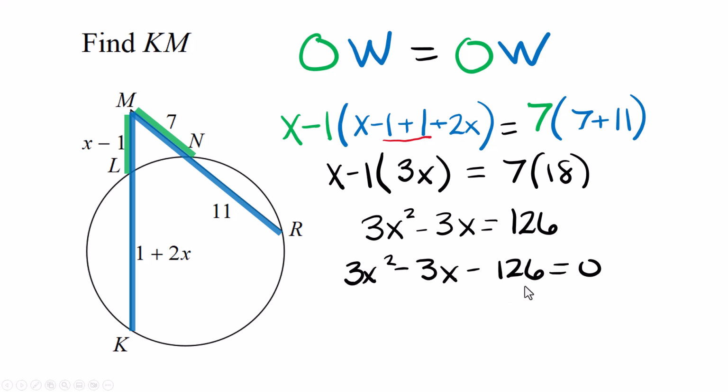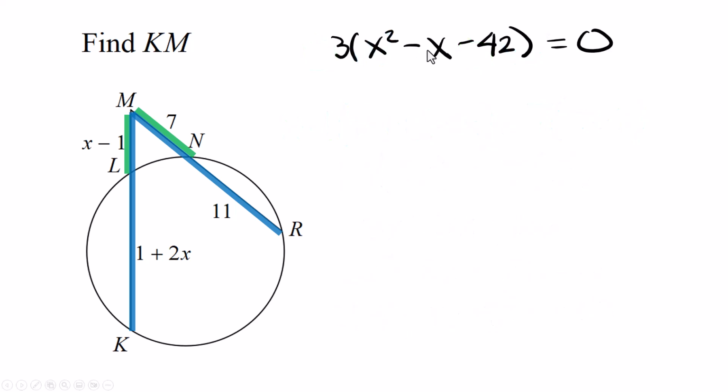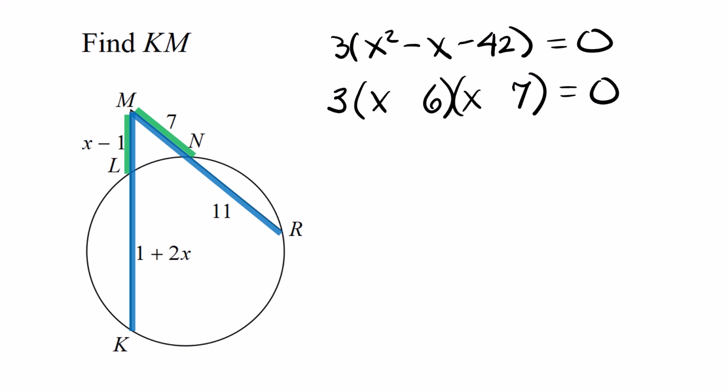If 126 can be divided by 3, we can make all of this a little simpler. And yep, it's 42. So we have the 3 factored out. Now we need to factor this trinomial, the x squared minus x minus 42. So what we're going to have is 3 times something going on with a 6 and a 7, because that's how you're going to get the 42. There's more than one way to do that, but I know I have to have a -1 in the middle.